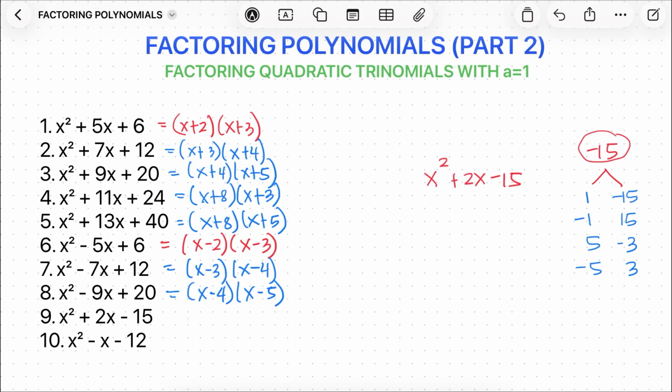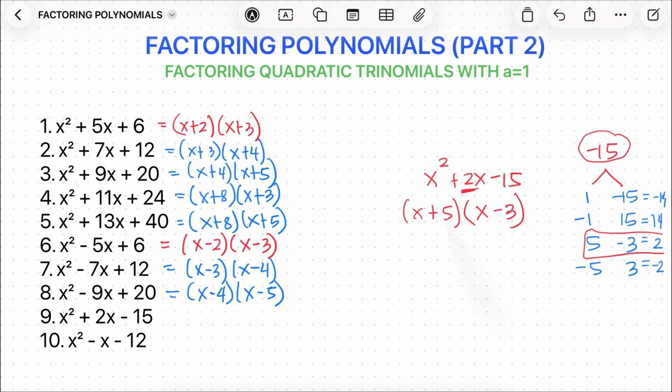And since we are looking for a sum of positive 2, we're going to add all of this. So 1 plus negative 15, that results to negative 14. We also have negative 1 plus 15, that will be positive 14. 5 plus negative 3, that is 2. And negative 5 plus 3 is negative 2. And since we are looking for positive 2, we're going to take these. So we have positive 5 and we have negative 3.